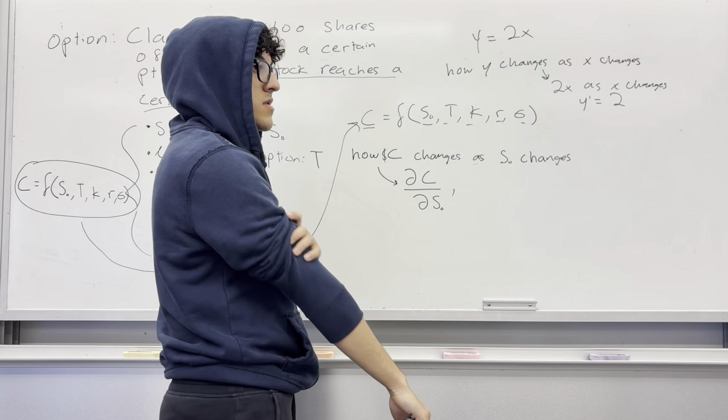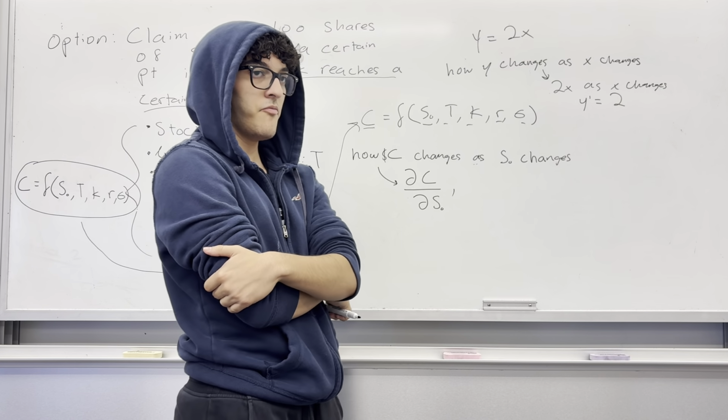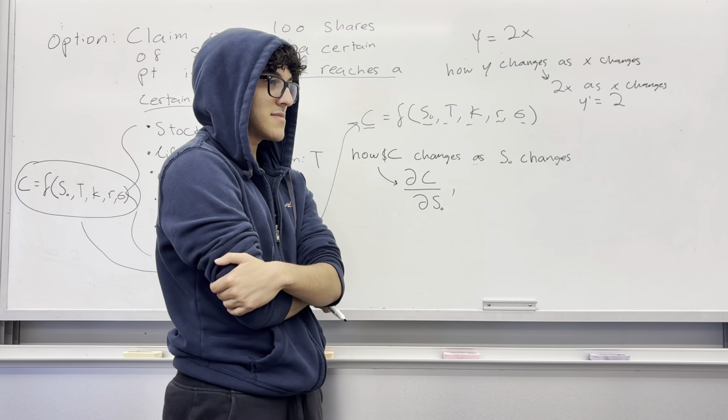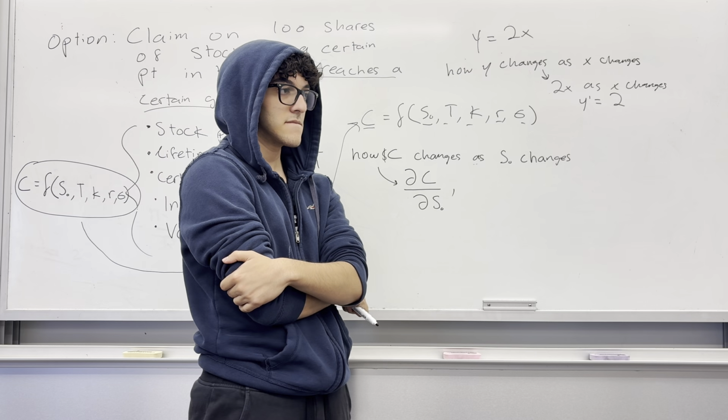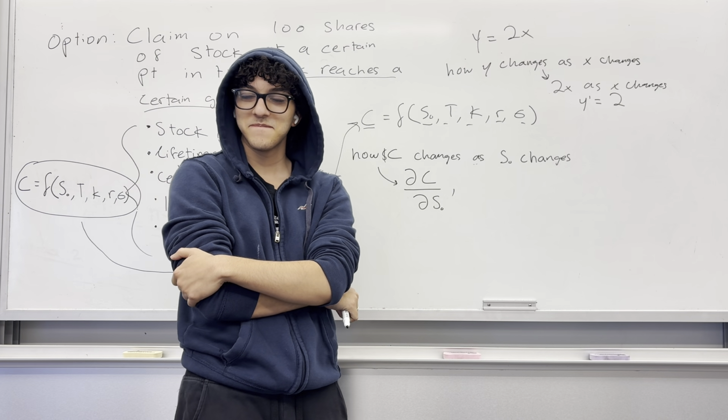Think about it this way. Imagine a really wavy, crazy function, right? It's a 3D function. You take the derivative with respect to the x-axis. It might be flat. You take the derivative with respect to the y-axis. It might go down very quickly. So it's different values. Okay, that's basically what's going on.